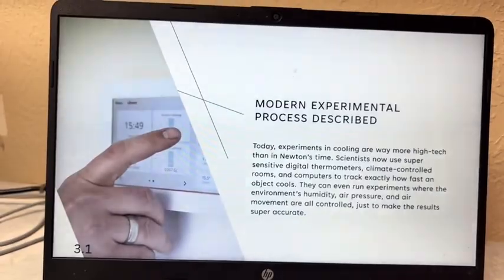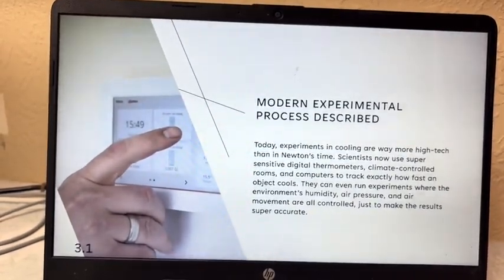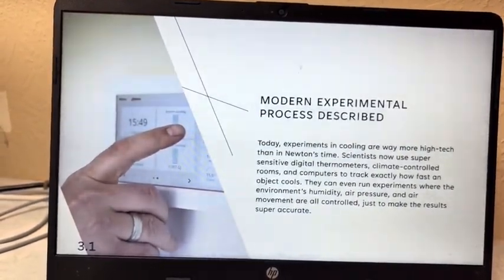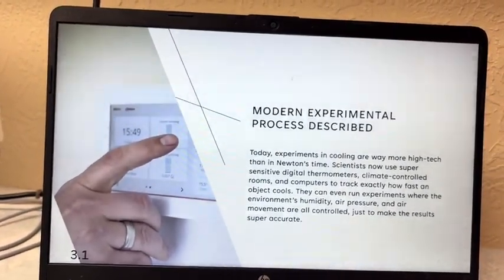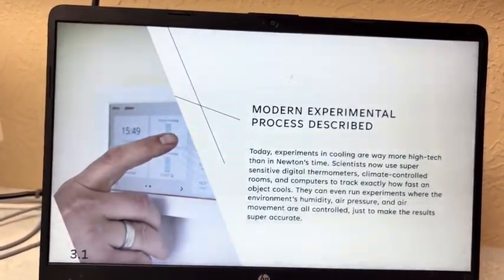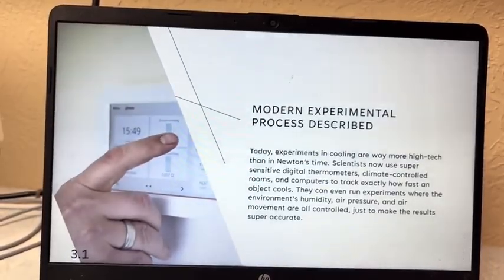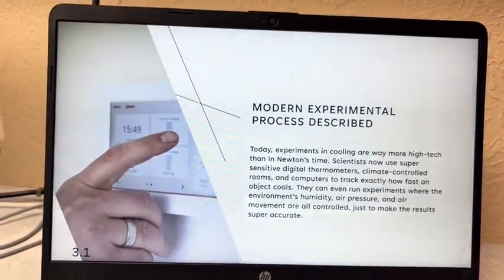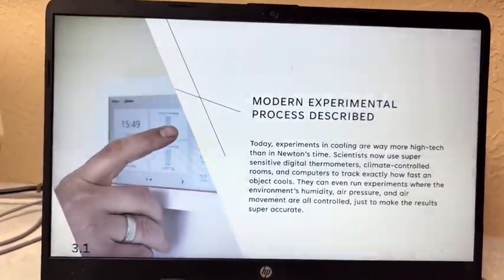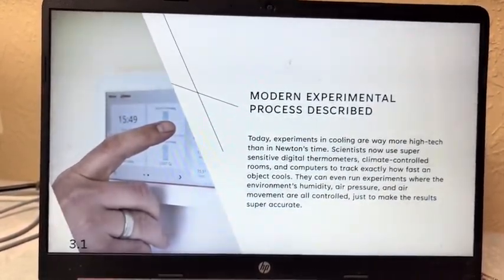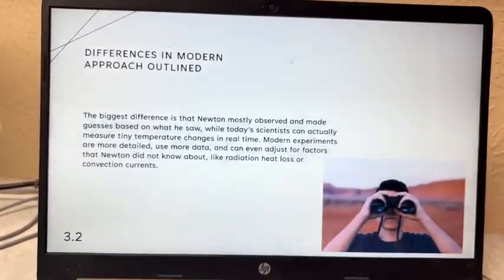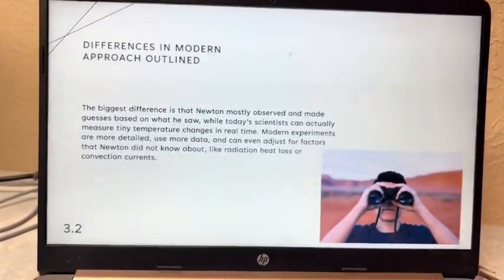Modern experimental process described. Today's experiments in cooling are way more high-tech than in Newton's time. Scientists now use super-sensitive digital thermometers, climate-controlled rooms, and computers to track exactly how fast an object cools. They can even run experiments where environmental humidity, air pressure, and air movement are all controlled just to make results super accurate.